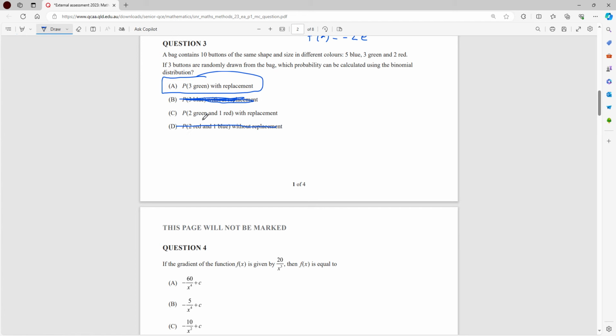So when you're changing the objects, you're changing the probability even if you had replacement, because the probability of a green isn't the same as the probability of a red. So the correct answer would be A, okay? Let's take a look at the next question.